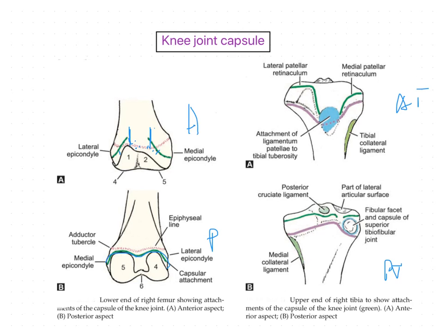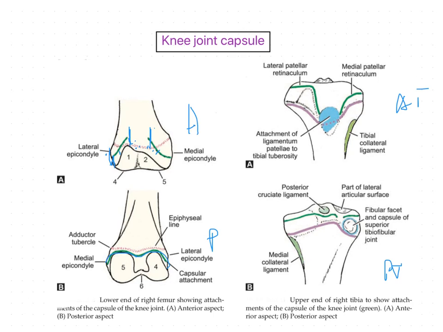And if we see laterally, it is enclosing the origin of the popliteus muscle. These are the femoral attachments. Now we'll see the tibial attachments.